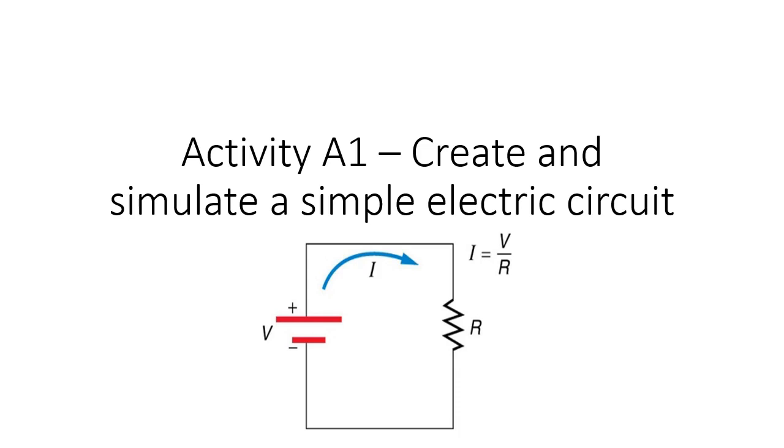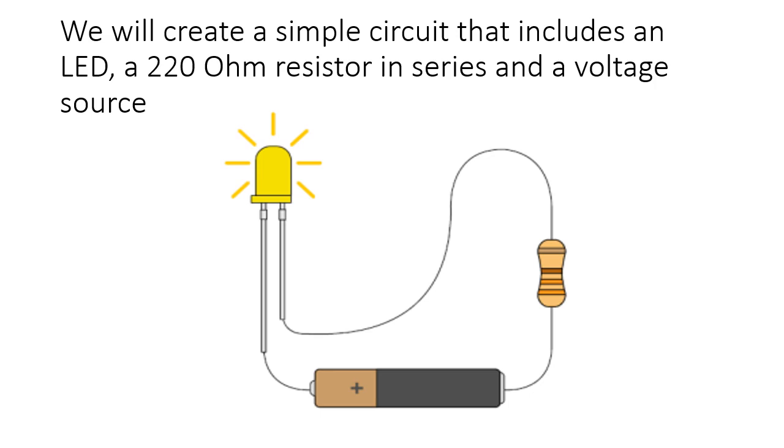In this activity, we want to create a simple circuit that includes an LED, a 220 ohm resistor in series, and a voltage source. We can see the circuit here. We have an LED, a 220 ohm resistor, and a voltage source.